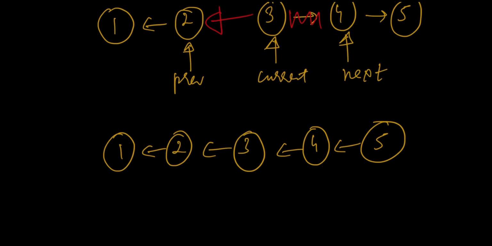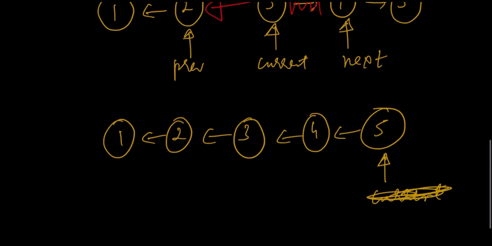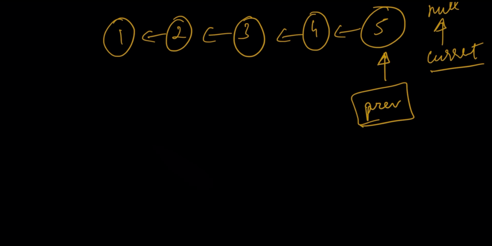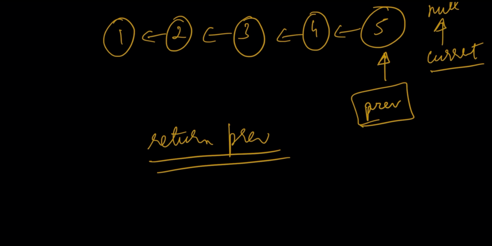Here this would be our previous pointer, and our current would be null. In the end, as you can see, the current node becomes null, and the previous pointer points to the head of our new reversed linked list. So at the end we just return the previous pointer, and the base case here would be when head is null, and all the other cases would be covered in the rest of the code.